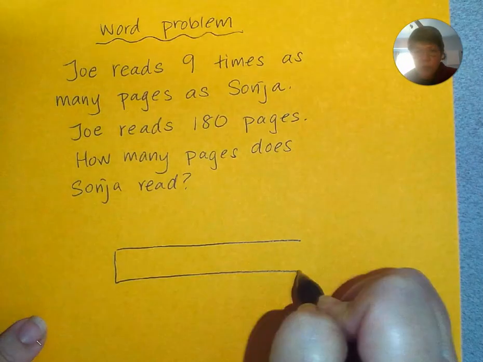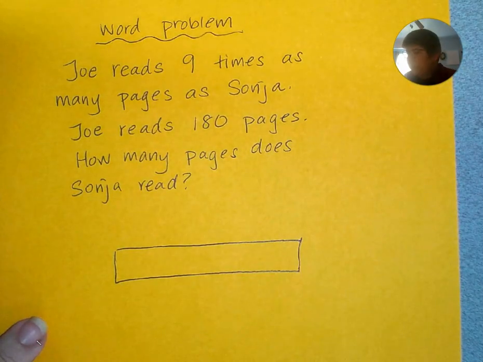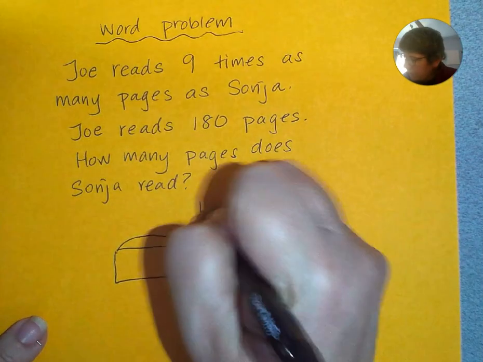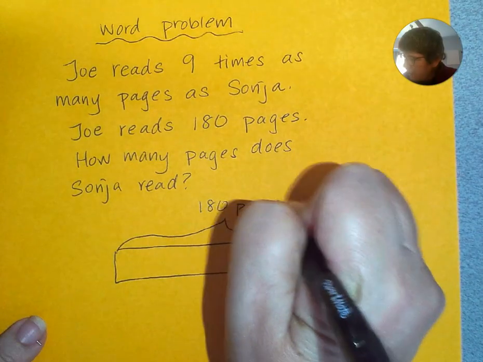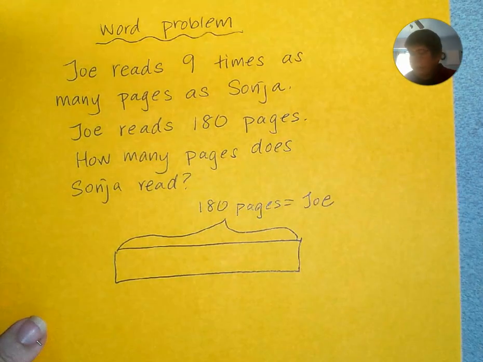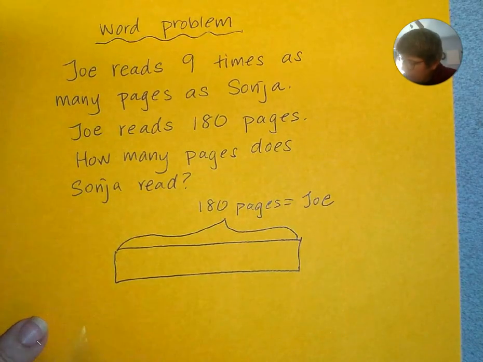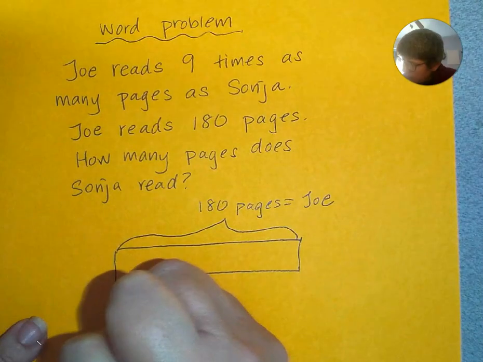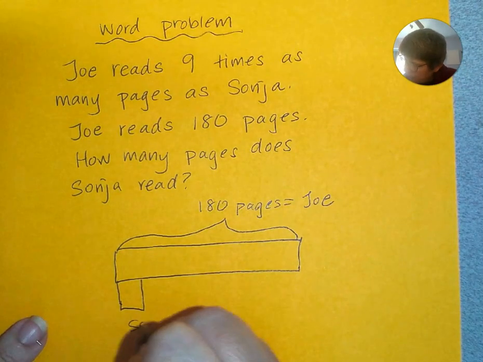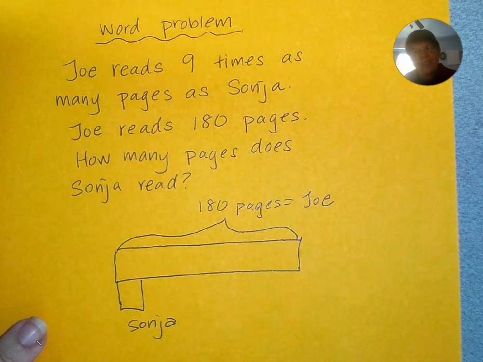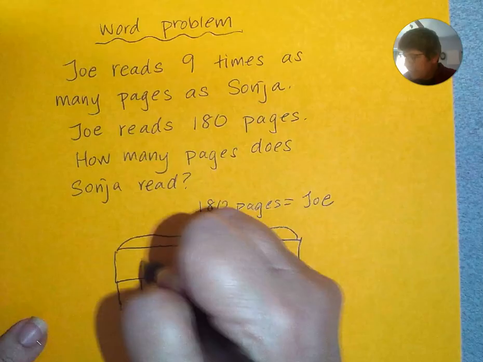And we know a lot about Joe, right? So let's write down Joe. He reads 180 pages. And that's Joe, right? Now we know we're comparing it to Sonia. And he reads 9 times as much as Sonia. Okay, so I'm going to put a little mark here for Sonia because I know that he's going to have 9 times more. Now I want to know exactly how much that is, so I have to break this up.